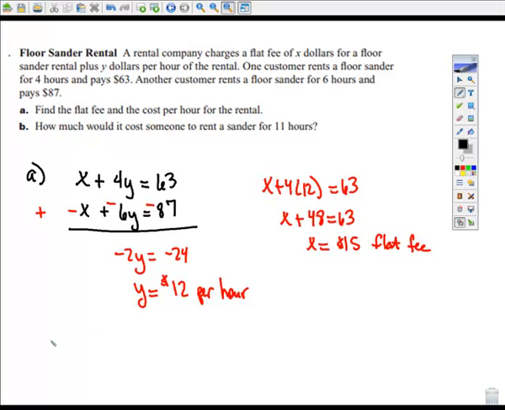And finally, part B. How much would it cost someone to rent a sander for 11 hours? Well, it's $15 for the flat fee plus $12 times 11 hours. So it's 15 plus 132, I believe. Yep. So $147.